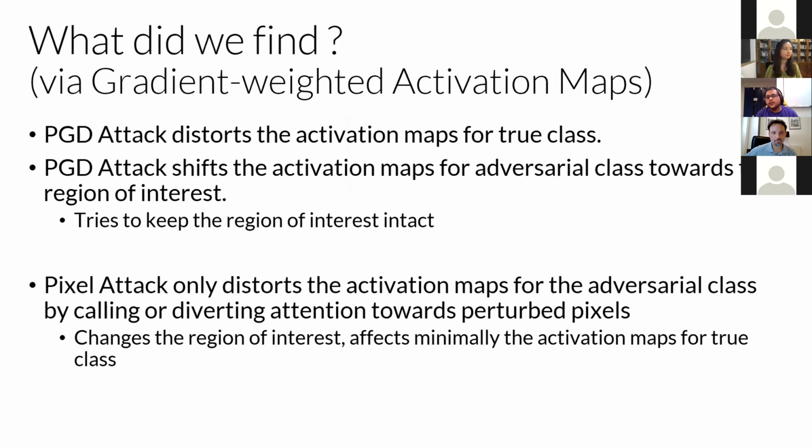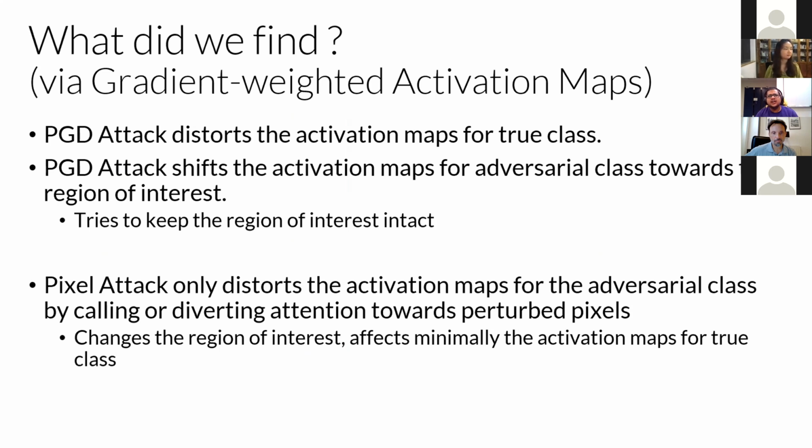Whereas for the gradient weighted activation maps, we found that the PGD distorts the activation maps for the true class very much, such that it focuses on the irrelevant part of the images, which was mostly around the corners of the images. And at the same time, the adversarial class's activation maps are being forced towards the region of interest, which tries to keep the overall region of interest for the adversarial image intact compared to the original image.